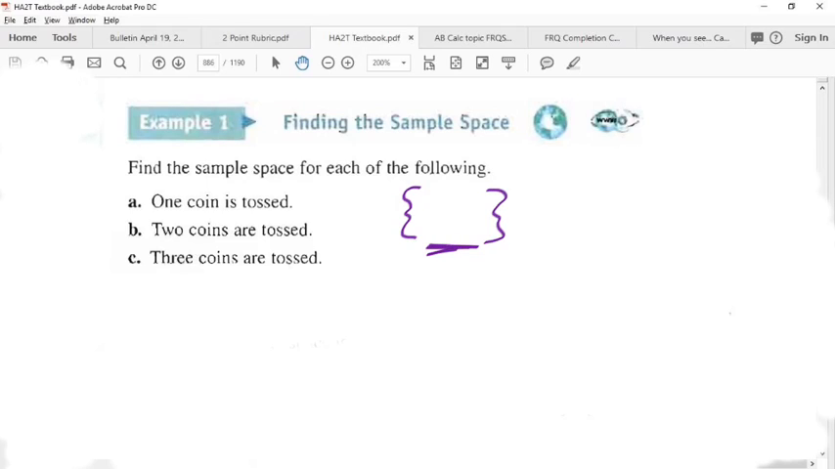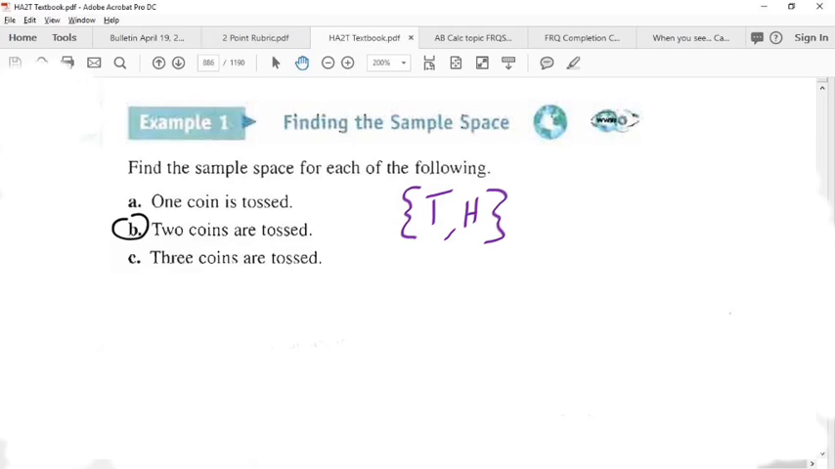Inside of here, I'm going to put all possibilities of this first thing happening. So what are all the possibilities of that thing happening? Since only one coin is tossed, you can come out with the tails or heads. And those are the only two options. So how many outcomes are in this sample? Two. There's only two outcomes. Very simple. What about this one right here?